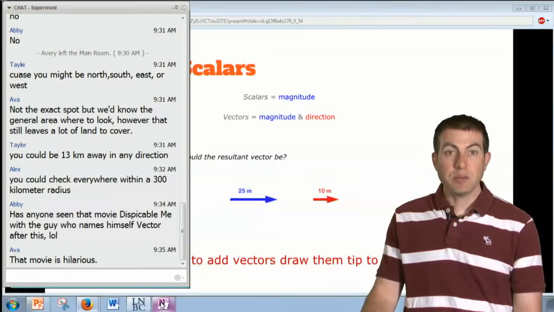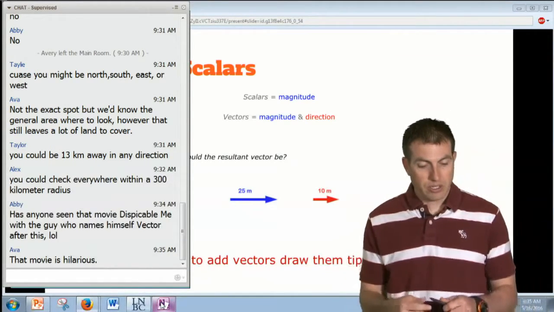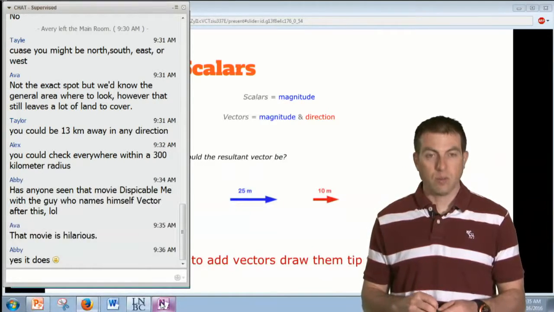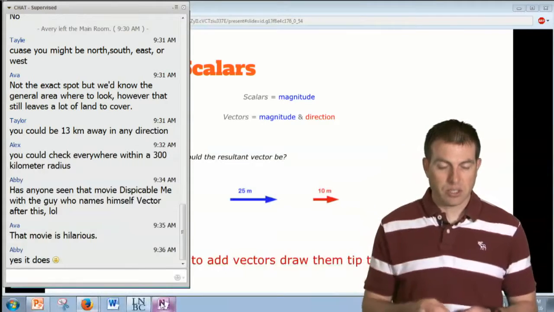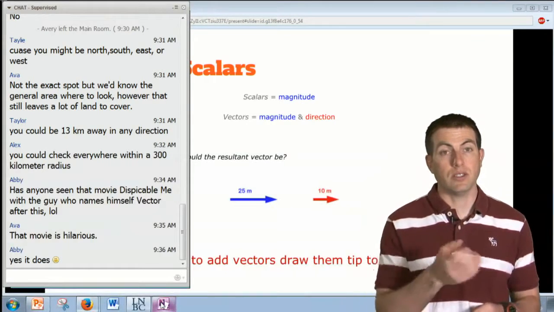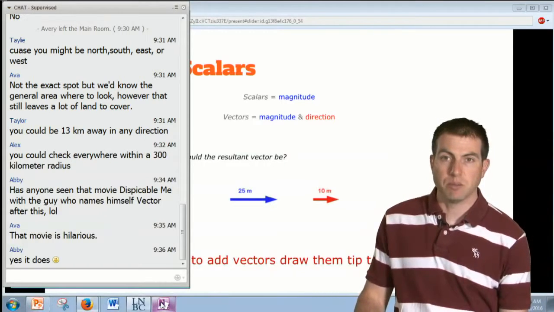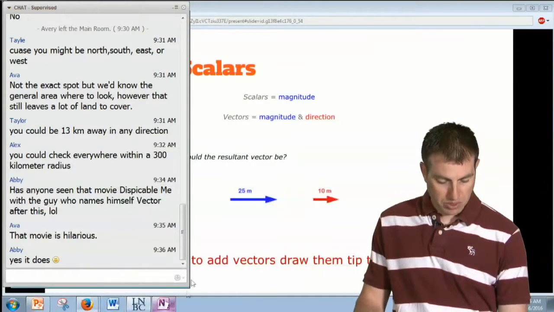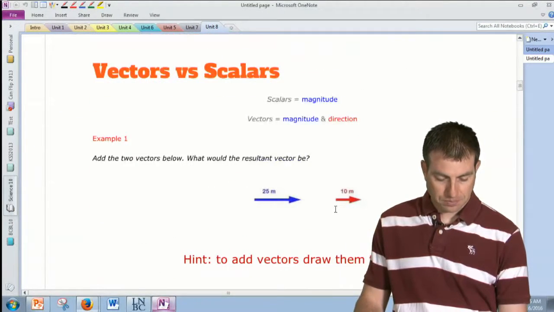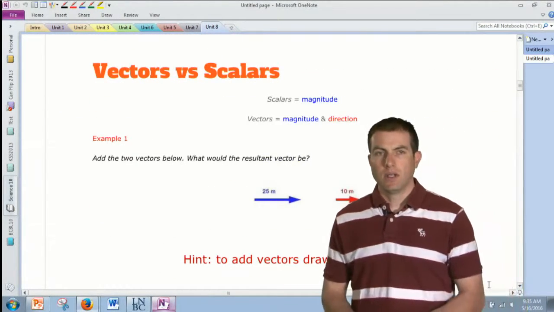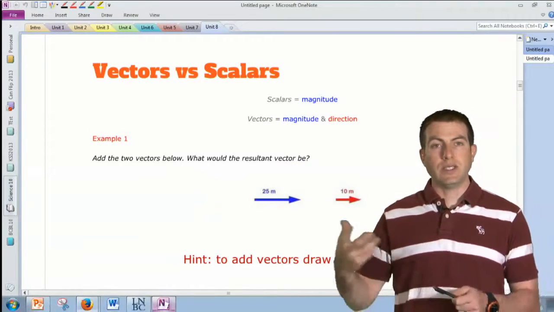Vector means different things depending on your context. So does anyone know the definition of vector with respect to biology? There's a unique definition of vector in biology compared to physics. If I was talking about vectors in biology, what would I be talking about? Does anybody know? Any biology fans out there? Nobody. Vectors in biology refer to how diseases get transmitted.